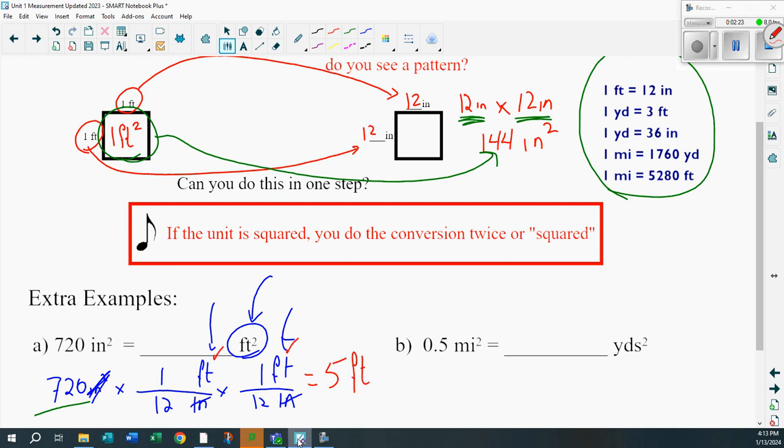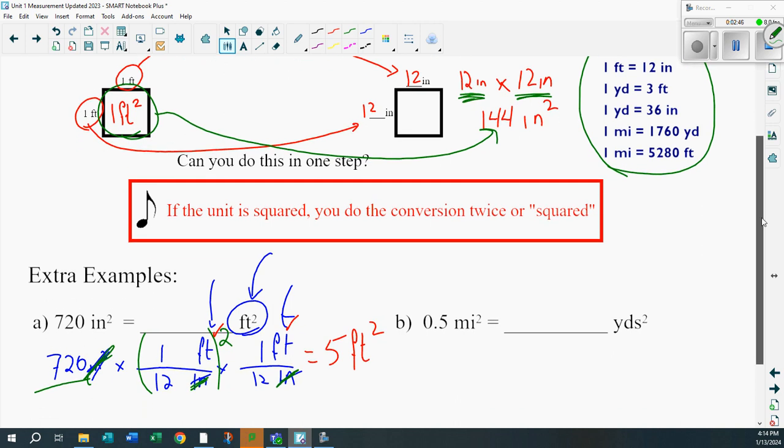This is feet squared. Some people will look at this and go, you know what? This idea of doing it twice, can't you just go squared? Yep, you can actually square this instead of doing it twice. Totally up to you. I like to show this conversion twice. One of the reasons why, because you can actually see the inches squared being canceled out. Totally, 1000% up to you.